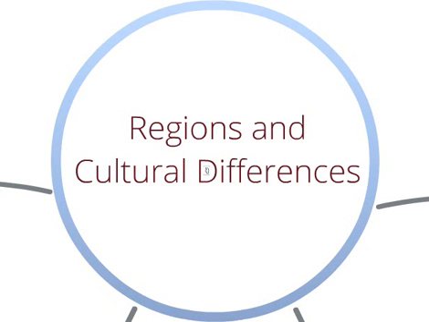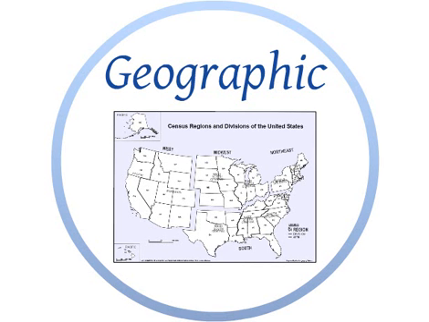The first way to separate different regions is geographically. This just means where the region is located on the map. As you can see, there are 4 main regions: West, Midwest, Northeast, and South. Within each region are subregions.